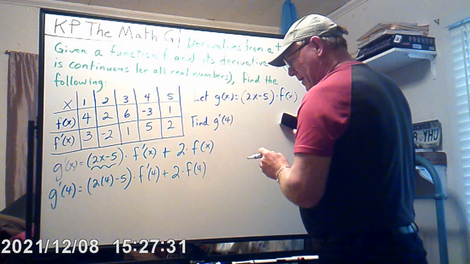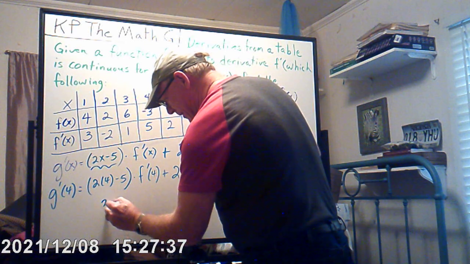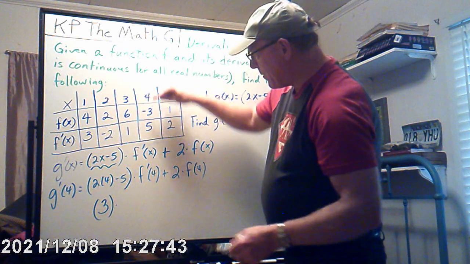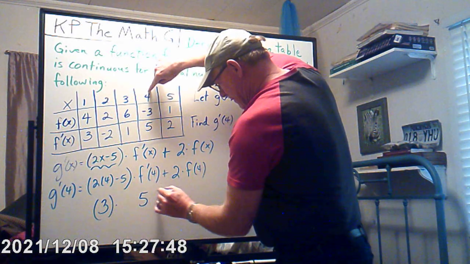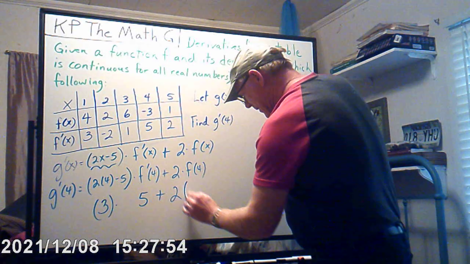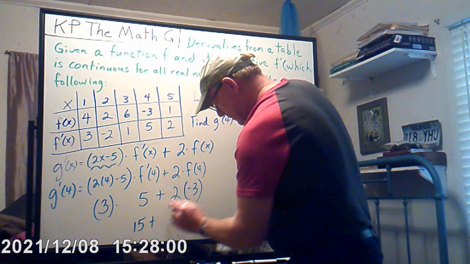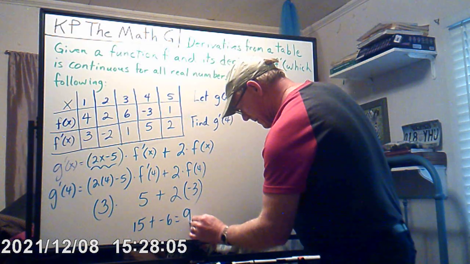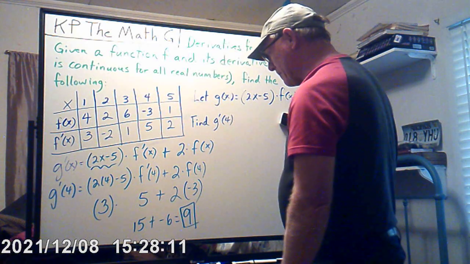So let's just plug them in. 2 times 4 is 8. 8 minus 5 is 3. So 3 times f prime at 4. I'm looking for 4. F prime at 4 is 5. 2 times f at 4 happens to be negative 3. So 3 times 5 is 15. 2 times negative 3 is negative 6. 15 minus 6 is 9. And there it is. That's how you do that one.